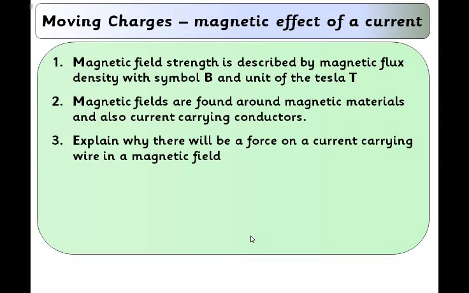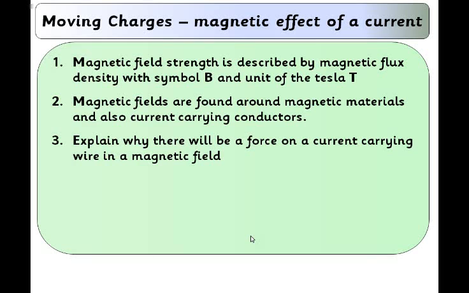Okay, so now we're going to look at moving charges, which is effectively the magnetic effect of a current. We've already mentioned that magnetic field strength is described by magnetic flux density, the density of the field lines. It's got a symbol of B and it's got units of the Tesla. We're going to talk about that again. Magnetic fields are found around magnetic materials and also current carrying conductors. That is the main idea from today.